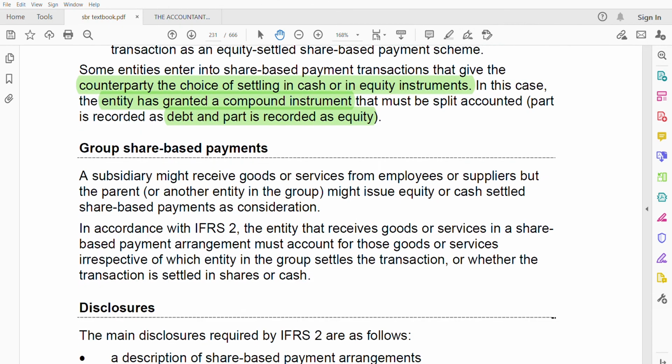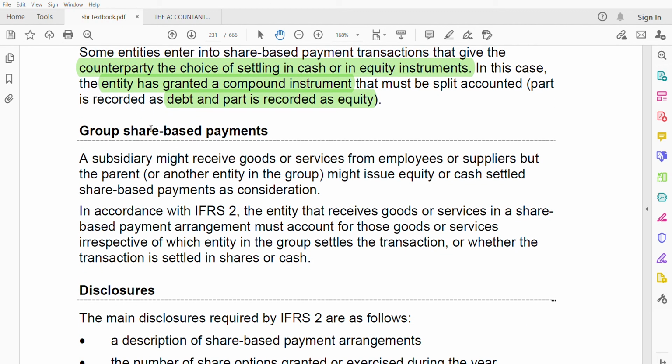Now, group share based payment. What is a group share based payment? An entity might receive goods or services from employees or suppliers, but the parent or another entity in the group might issue equity or cash settled share based payment as consideration. For example, when you are buying a subsidiary, the parent might issue equity or cash to the subsidiary as consideration. Then how do you deal with it?